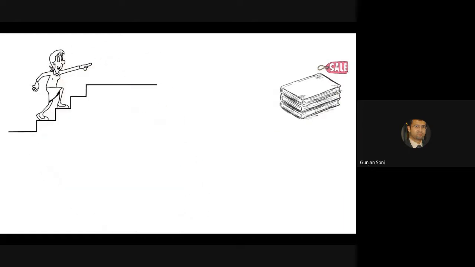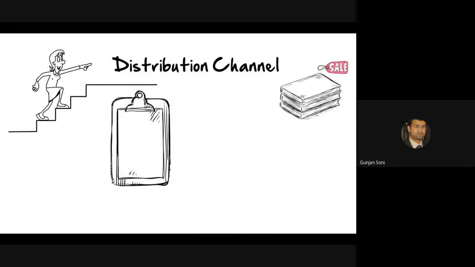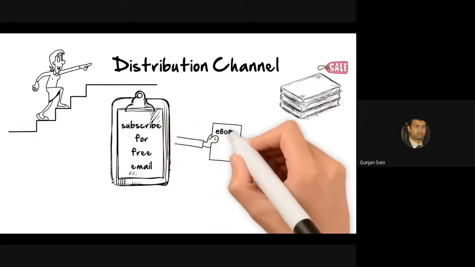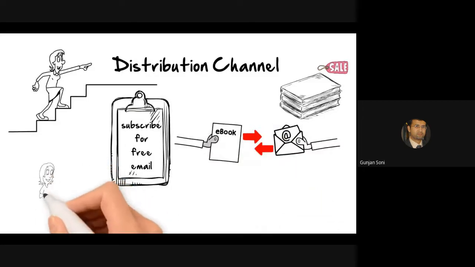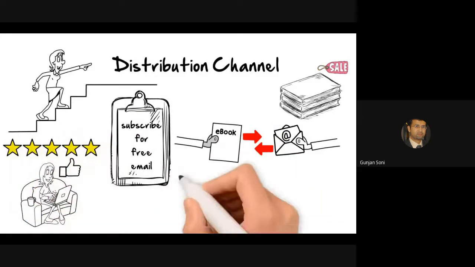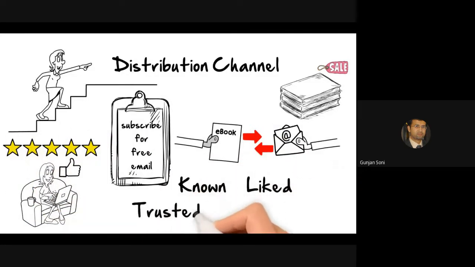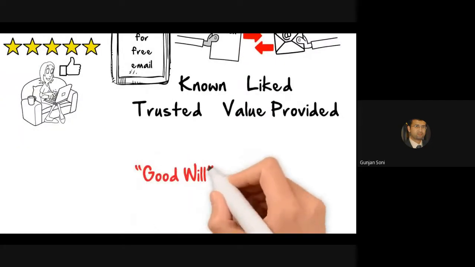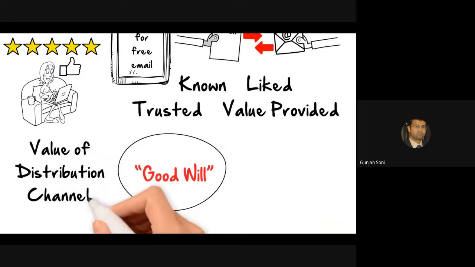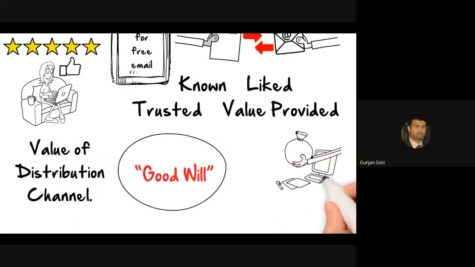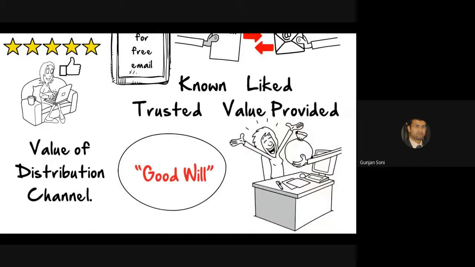Instead of focusing on book sales, let's focus on building her distribution channel, which in this case is a list of moms who subscribe to her free email newsletter. By sending her readers valuable information via email on a regular basis, Christina can build a solid relationship with them. She can become known, liked, and trusted for the value she provides. This is called goodwill. And goodwill is everything when it comes to the value of your distribution channel. Because if people know, like, and trust you, they will buy from you.